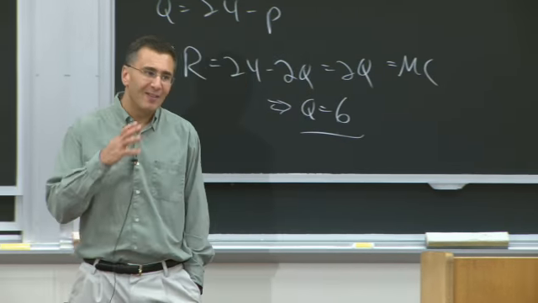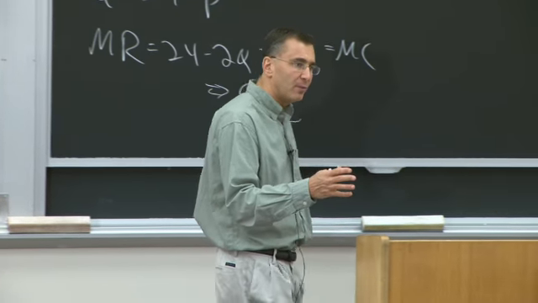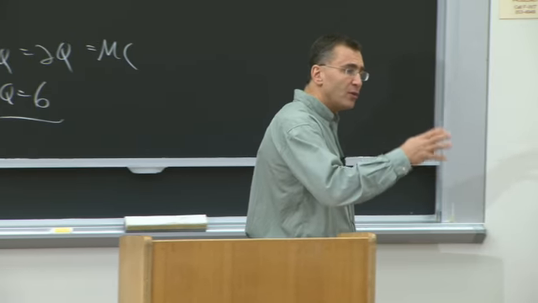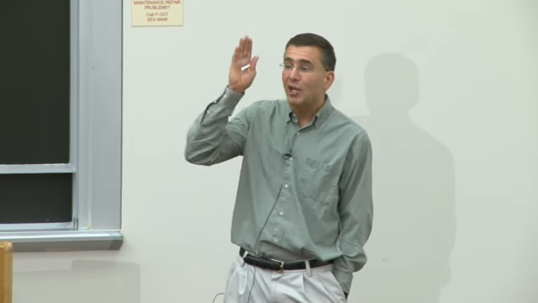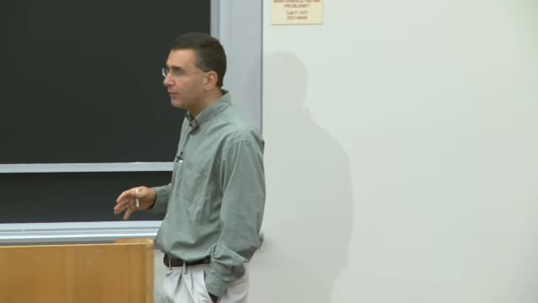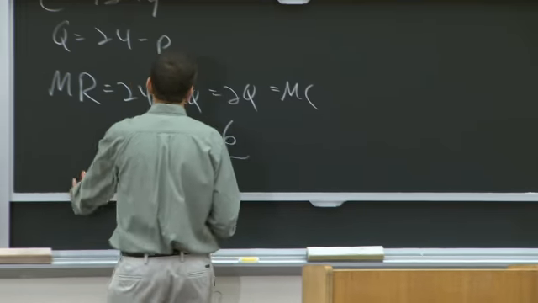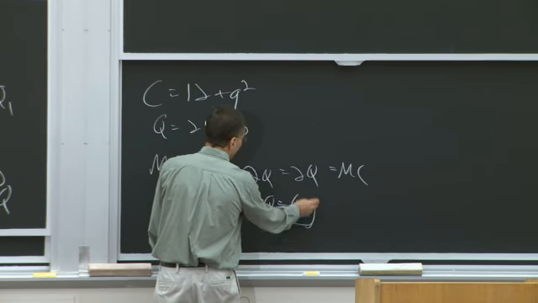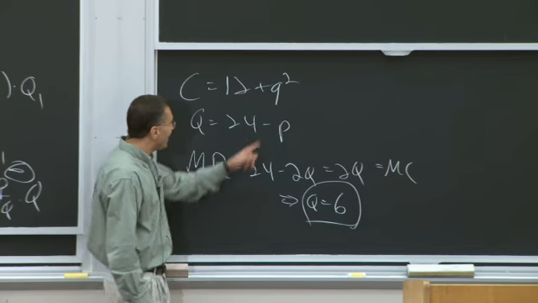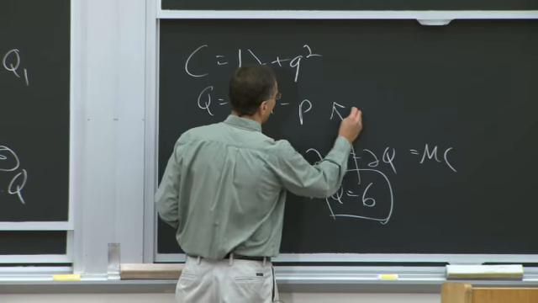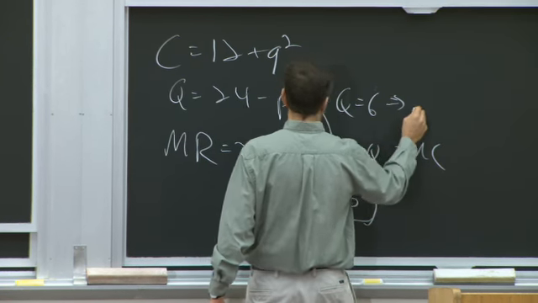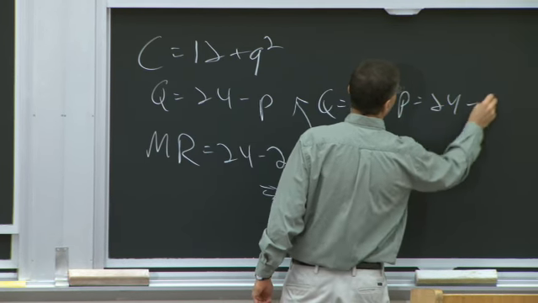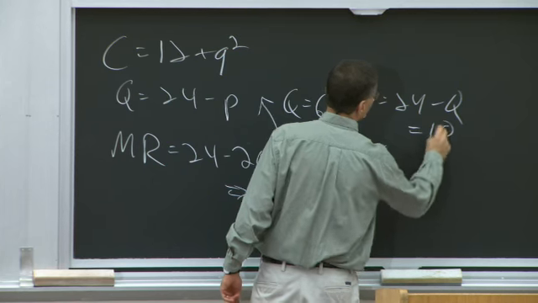So for monopolists, it's a little bit trickier than when you're a perfectly competitive firm. You set marginal revenue equal to marginal cost to derive Q. But then to get P, you've got to go back and plug that into the demand curve. So with my Q of 6, what's the P? To get that P, I've got to plug this in here. At Q equals 6, P is 24 minus Q, or 18.